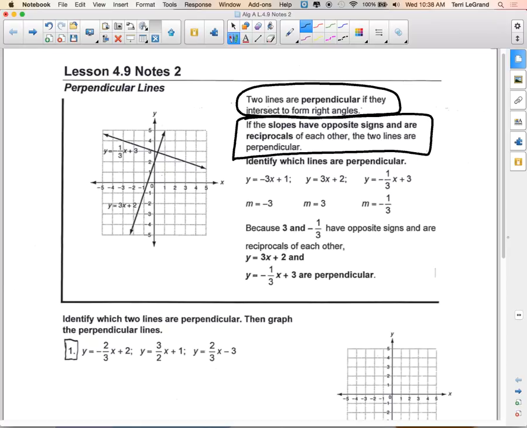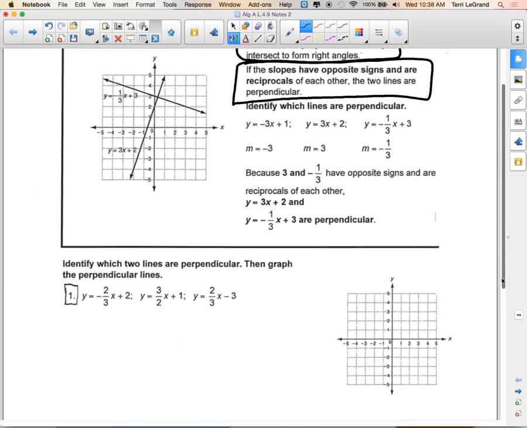Does it say anything about the y-intercept in that? Does it say they have to have a different y-intercept for this perpendicular condition? Read for me, tell me, does it say anywhere that they have to have a different y-intercept? No. The only thing we have to worry about are their slopes. We're going to pay attention to their slopes only. They have to have opposite signs and they have to be reciprocals of each other.